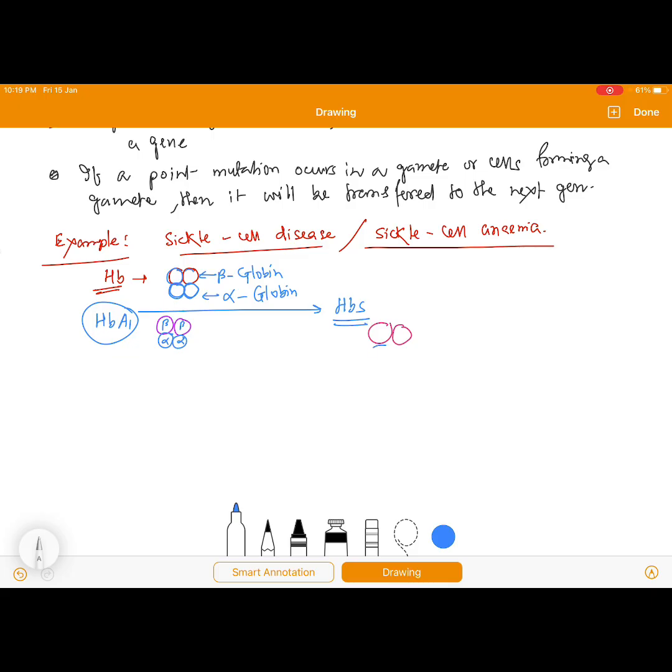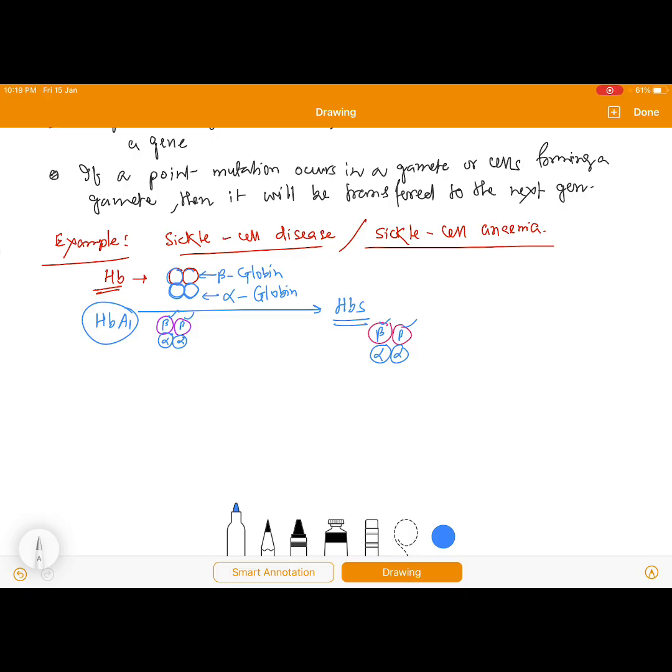Alpha subunits remain the same in both HbS and HbA1. That means HbA1 and HbS differ only in their beta subunits, only in their beta globins. So here also 2 beta globins and 2 alpha globins are there, but these 2 beta globins are different from these 2 beta globins, and this difference is because of the point mutation.